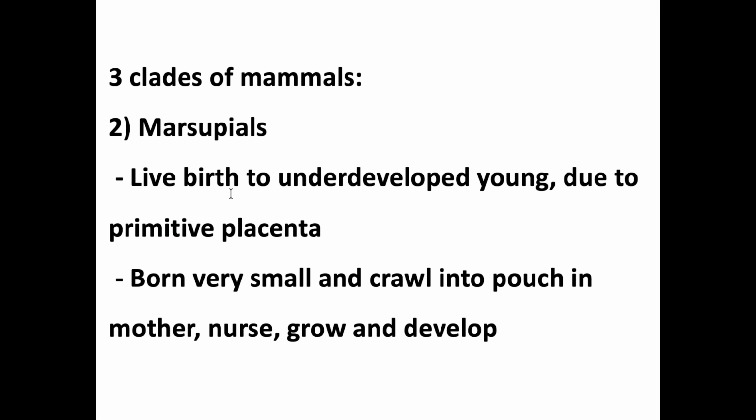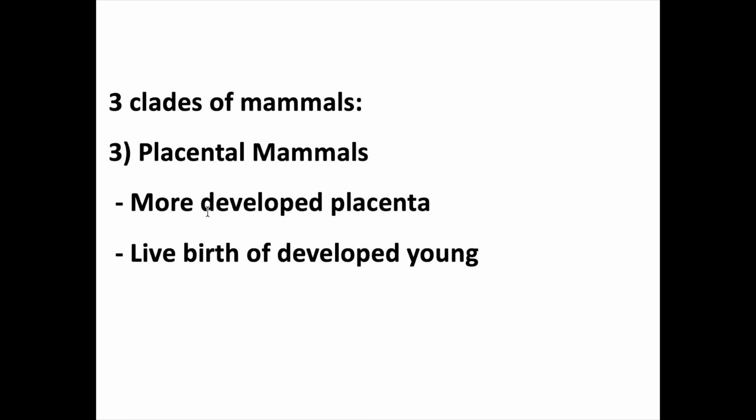So marsupials give live birth to underdeveloped young due to, I'm using this phrase, a primitive placenta. They still have a placenta, it's just not as developed. Their young are born very small. They crawl into a pouch in the mother, nurse, grow, and develop. And then placental mammals have a much more developed placenta. They give live birth to much more developed young.